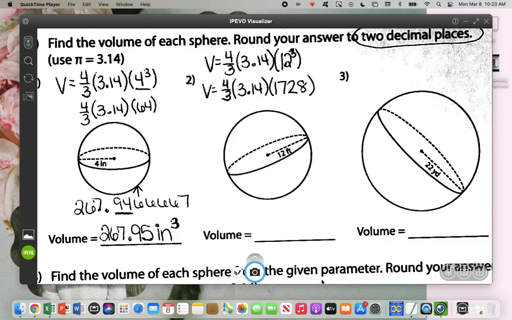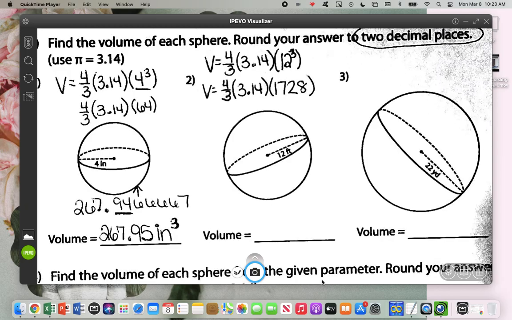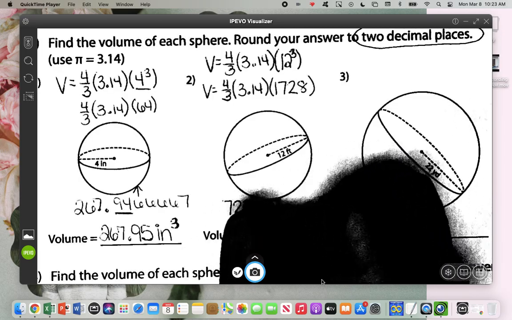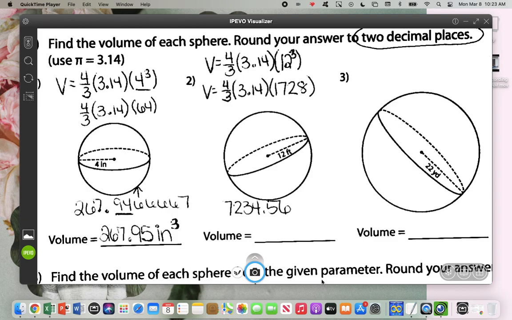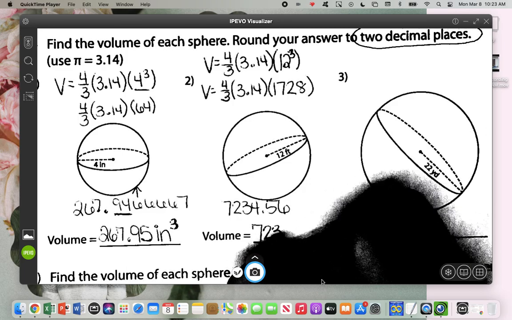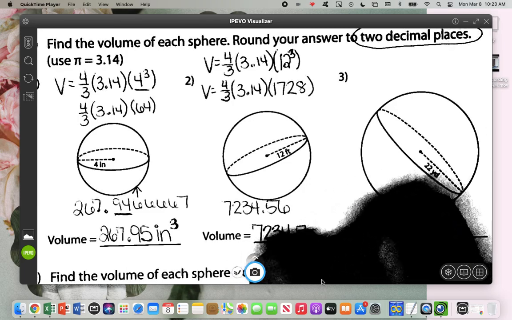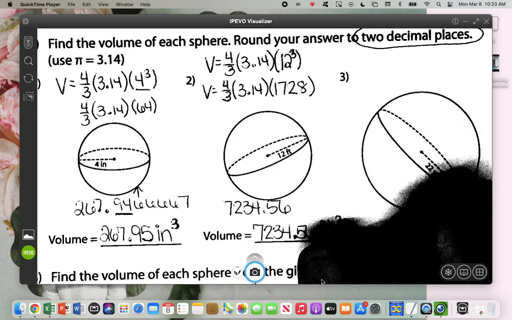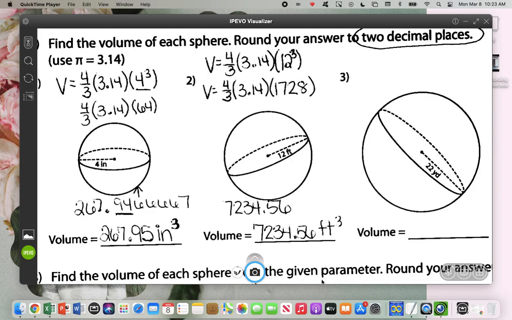All right, so on this one, Desiree, what did you get? I got 7,234.26. All right, now on this one, did you guys all get that when you typed it in? Now this one, do we have any rounding to do? No, it already has 2 places after the decimal, but there's nothing after it. So we have 7,234.56, but what's our label? Feet cubed. Very good.